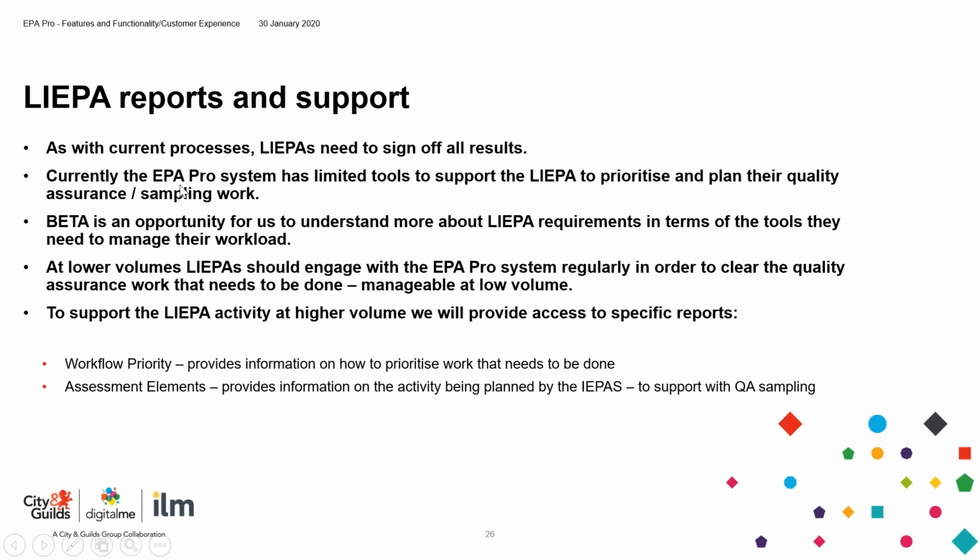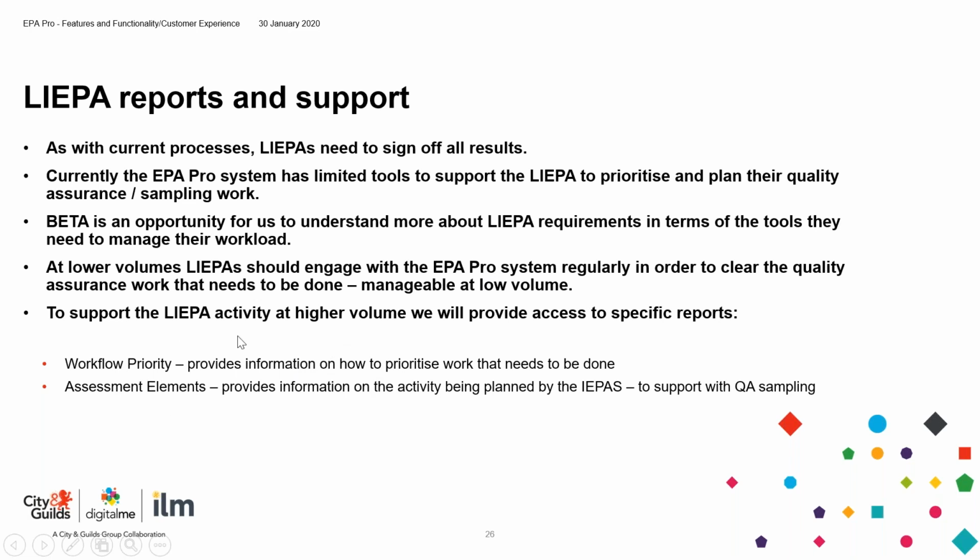We've already said that EPA Pro has limited tools to help you prioritize and plan your work. Now, that is really not a problem at the beginning of beta, because there'll be very little volume in there. And we envisage you'll go in, you'll engage in the platform, you'll see 1s and 2s, and you can quality assure those things. At lower volumes, we'd encourage you to engage with that system regularly to manage that. But where high volume starts to kick in beta, we needed a different mechanism.